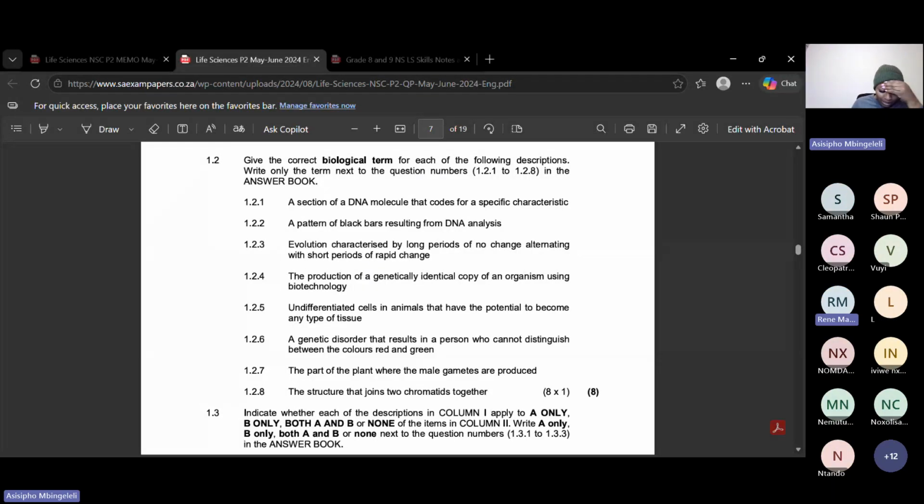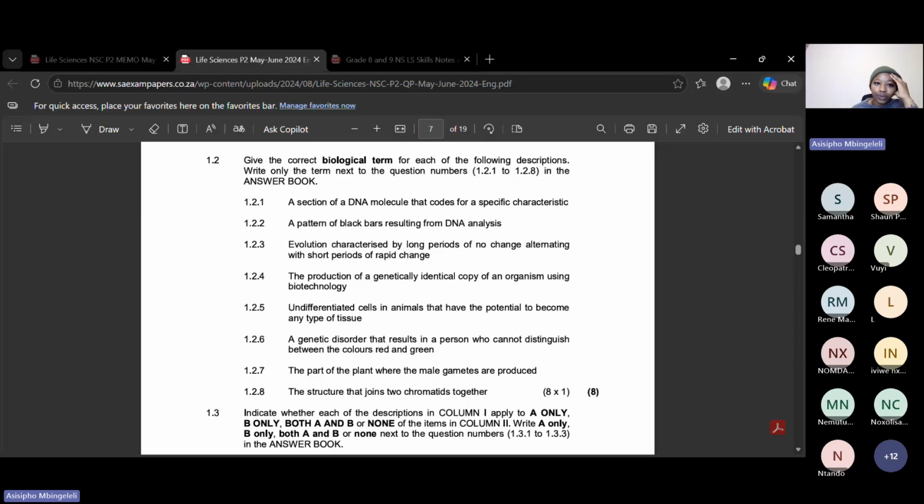Your exam that is taking place on Monday. All right, we're going to start. So 1.2 is your terminology, and I have emphasized this like a million times. Please try and make sure that your spelling is correct.